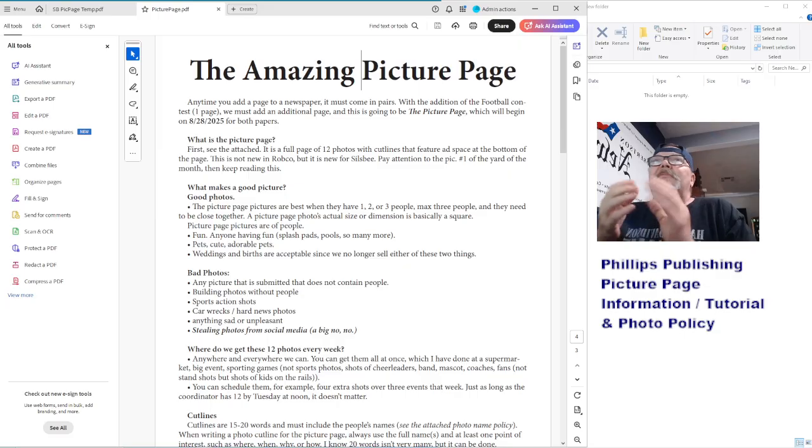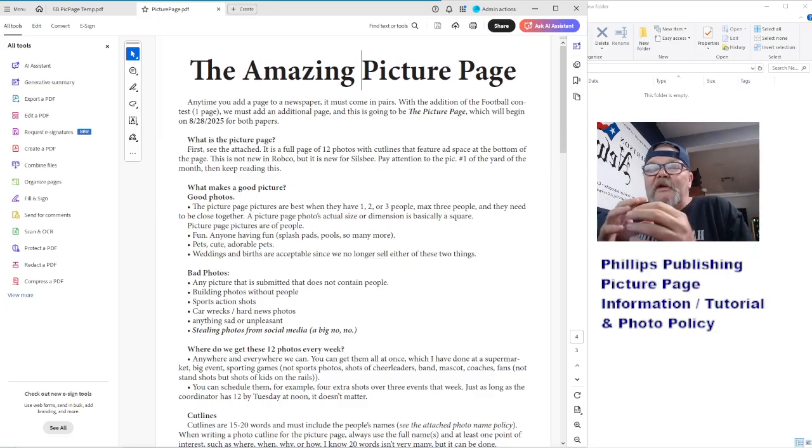We're going to talk about the picture page, which is a new page for both papers that will be starting on August 28th. The reason for this is we are going to be bringing in a full page on the football contest in a newspaper. When you add one page, you have to add two. So this is our solution to that problem.